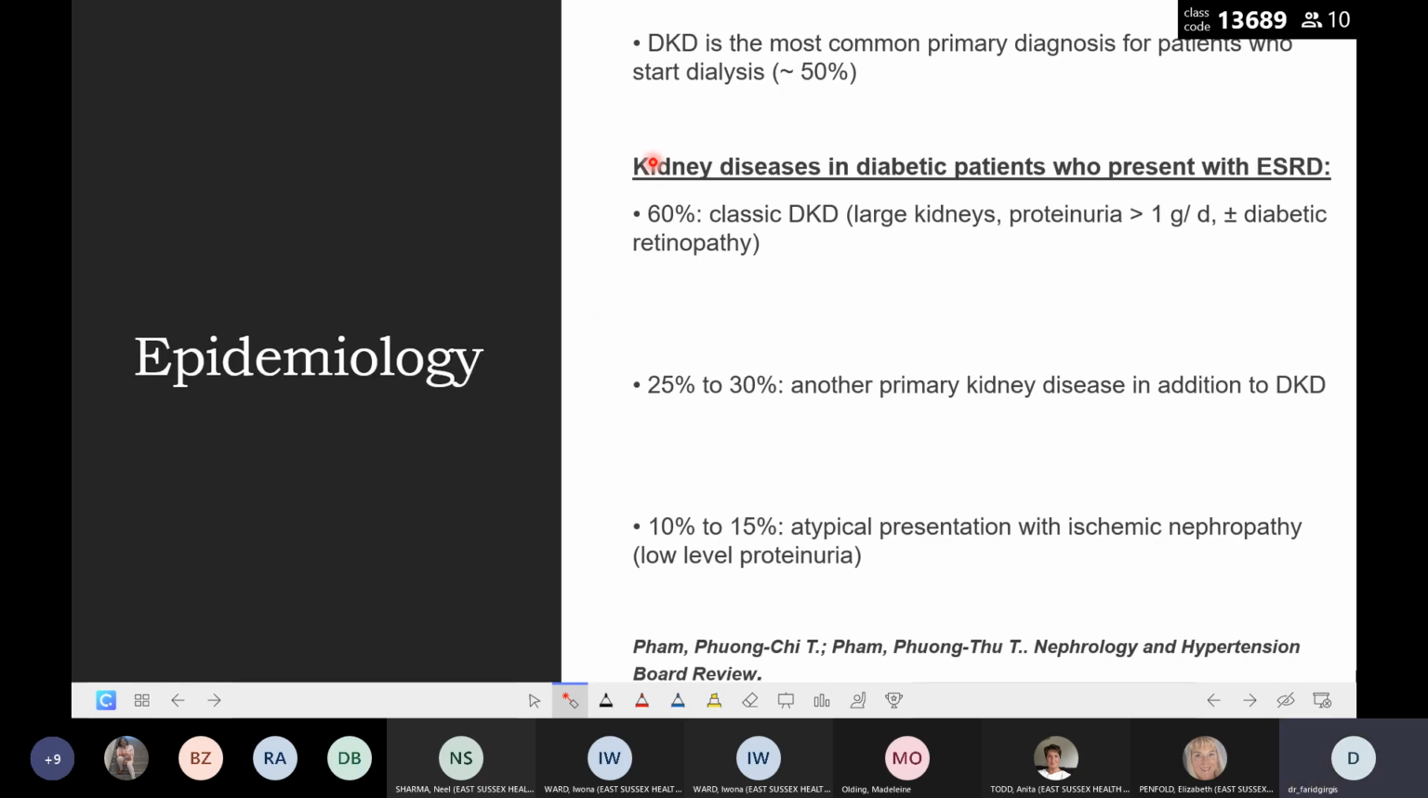So looking at the epidemiology of diabetic kidney disease, and actually diabetic kidney disease is a wider expression than diabetic nephropathy, because diabetic nephropathy should be correlated with proteinuria. You should find proteinuria in cases with diabetic nephropathy. But with diabetic kidney disease, sometimes we find kidney decline due to diabetes without significant proteinuria. So diabetic kidney disease is a wider expression.